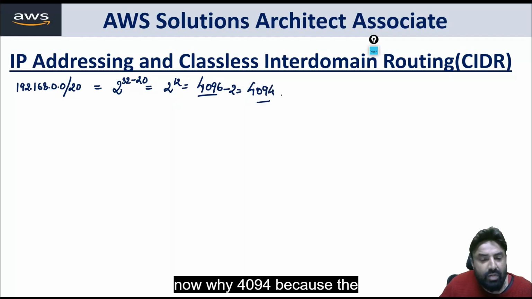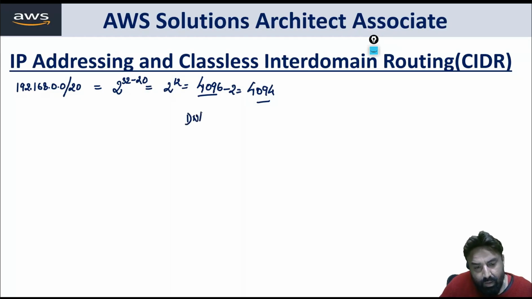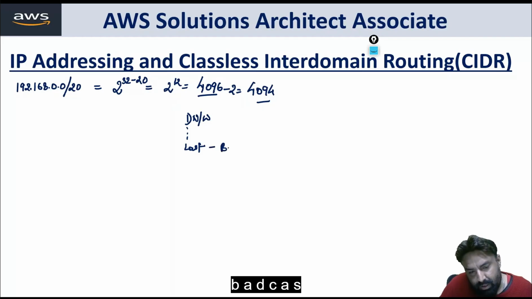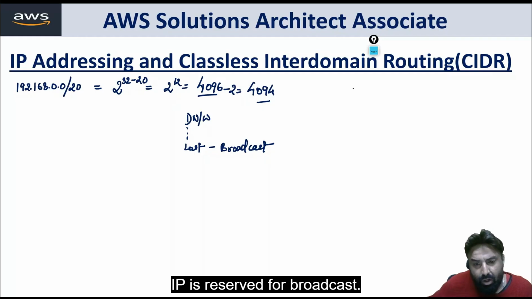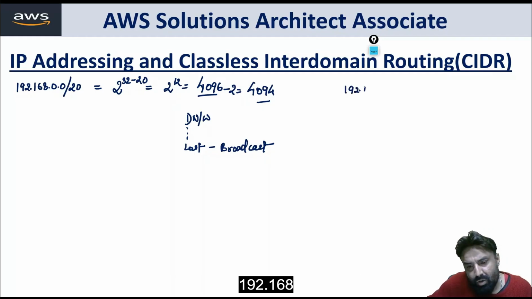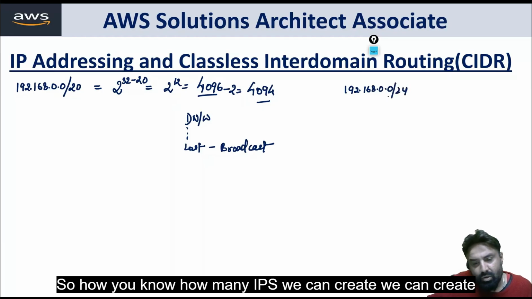Now why 4094? Because the first IP is reserved for network, and the last IP is reserved for broadcast. Fine. So the first IP is reserved for network and the last IP is reserved for broadcast. Let's say 192.168.0.0/24. How many IPs can we create? We can create 256 IPs.